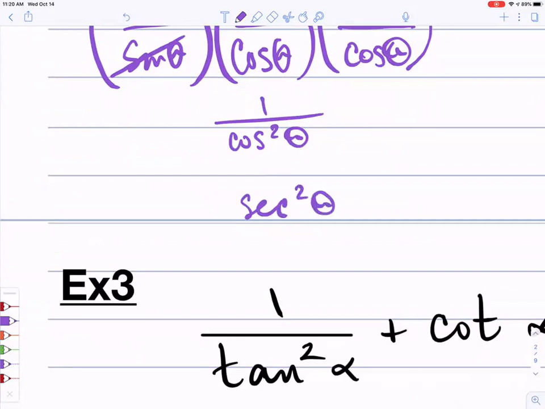I mean, think about it. 1 over cosine squared means 1 over cosine times 1 over cosine. Okay, so that's going to be secant times secant, which is secant squared.